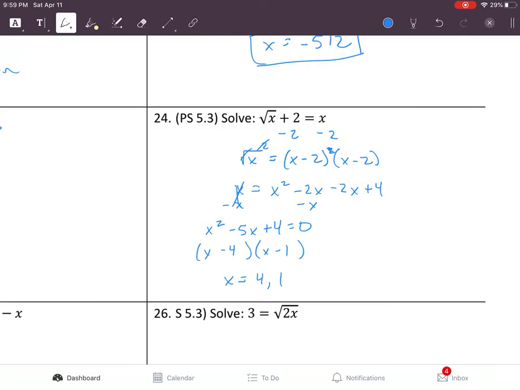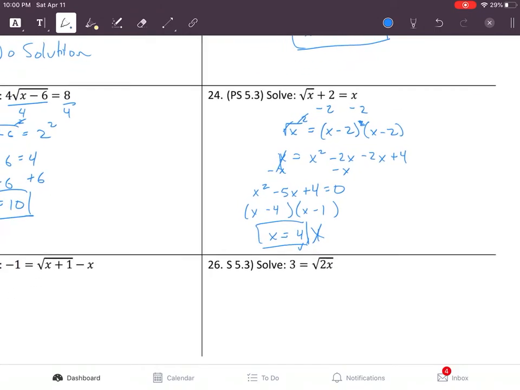Again, we have to check and see if these work. If we put in 4, we get the square root of 4 is 2. 2 plus 2 is 4 on the other side, so that one checks off. Now we put in 1. The square root of 1 is 1, and 1 plus 2 is 3, not 1 like it would be. So this one does not work. So x equals 4 is your only answer.